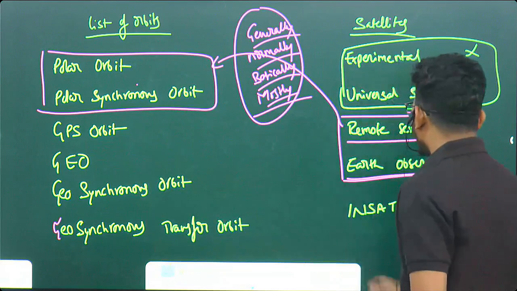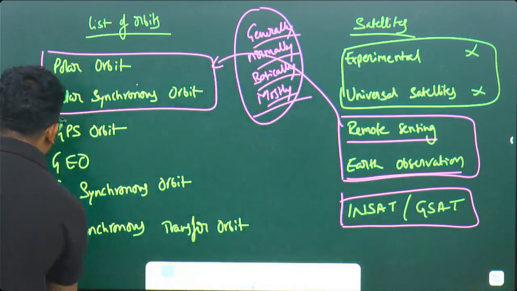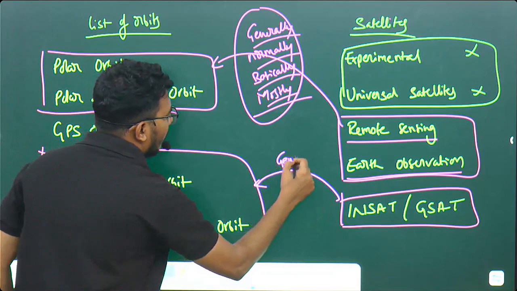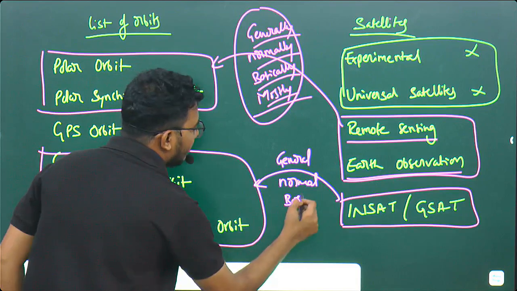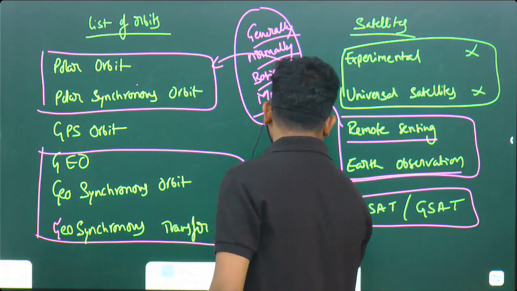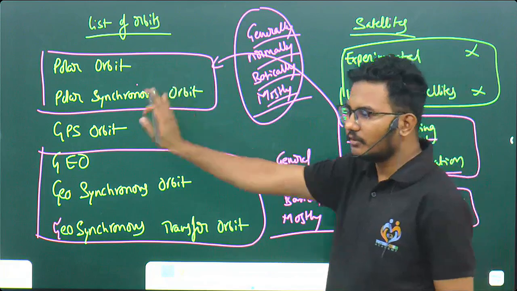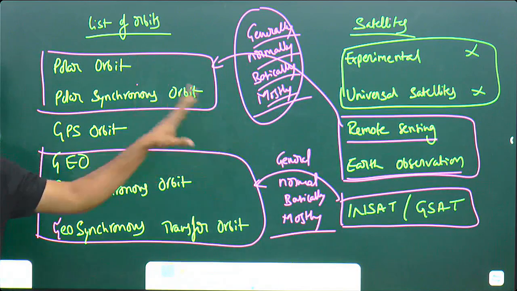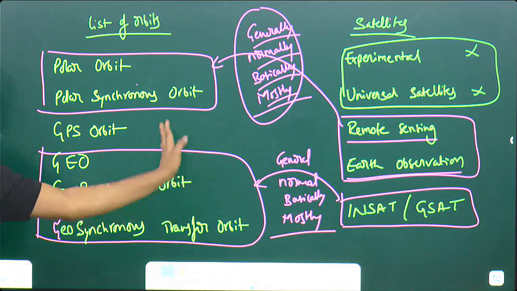And then INSAT and GSAT, Indian National Satellite and geosynchronous satellite. These will be placed in these orbits generally, normally, basically, mostly. Again, these satellites and these orbit names I have given only for a purpose: one, to explain the statement, and second, I want you to be well aware of these names. Concepts we'll see further.